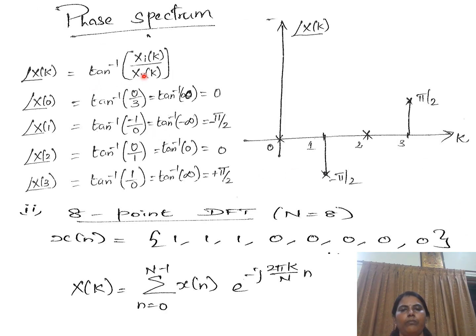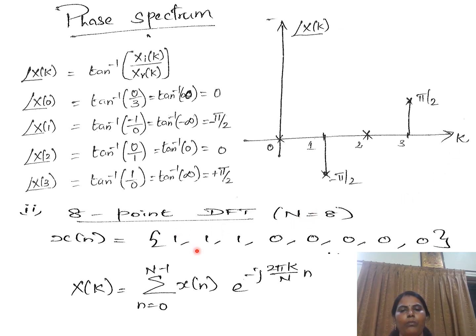Similarly for the phase spectrum, we have to calculate the phase angles. So tan inverse of imaginary part divided by real part. Calculate it, and we will get the phase spectra, that is angle of X of k versus k.